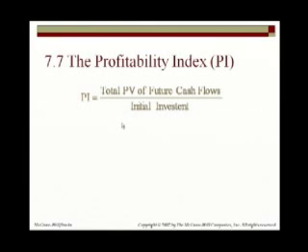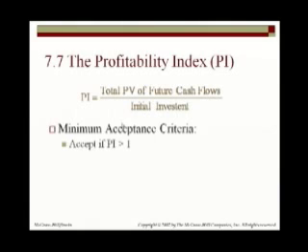Actually, other than that, they both really give you the same thing. Acceptance criteria, we will accept if the profitability index is greater than 1. Now, if the profitability index is greater than 1, that means that the total present value of the cash flows is bigger than the initial investment, which means the present value of future cash flows minus initial investment is greater than 0, which means the net present value is greater than 0. So if the profitability index is greater than 1, then the net present value is greater than 0. So they're the same decision.